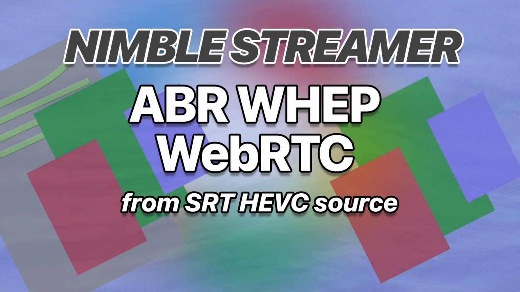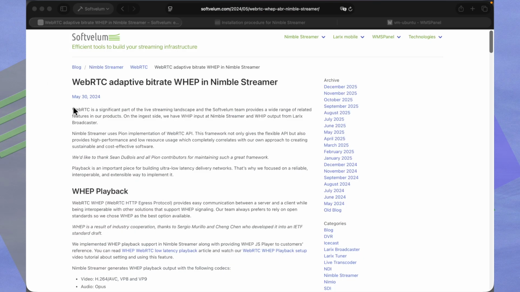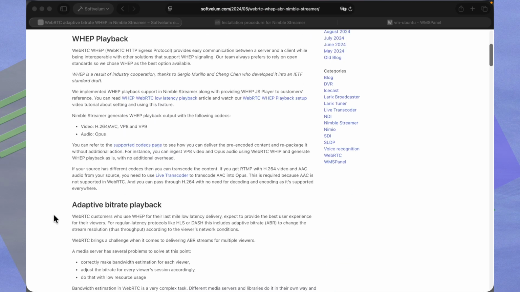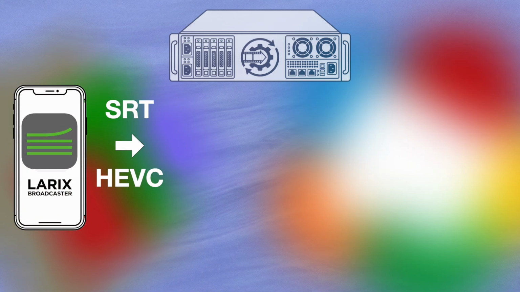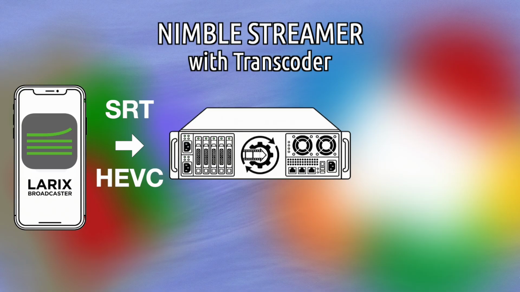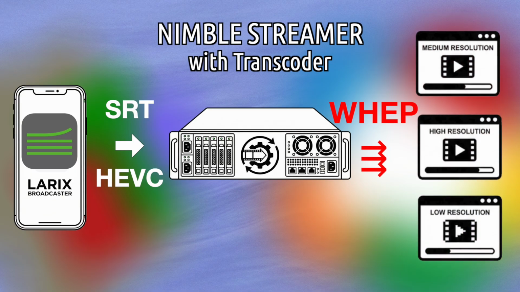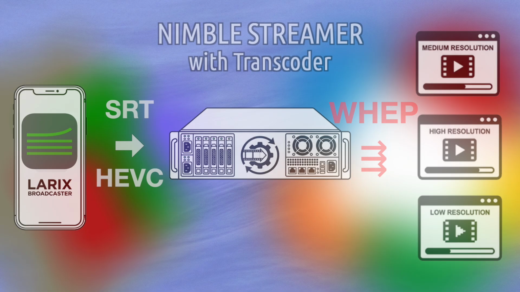Let's build a low-latency streaming pipeline using SRT as a source and WebRTC WHEP for viewing. We're going to send an HEVC stream from a mobile device, transcode it into an adaptive bitrate ladder in Nimble Streamer, and deliver it to browsers using the WHEP protocol. This setup gives us low latency and high efficiency. You may use any other source protocol supported by Nimble Streamer for such a setup.